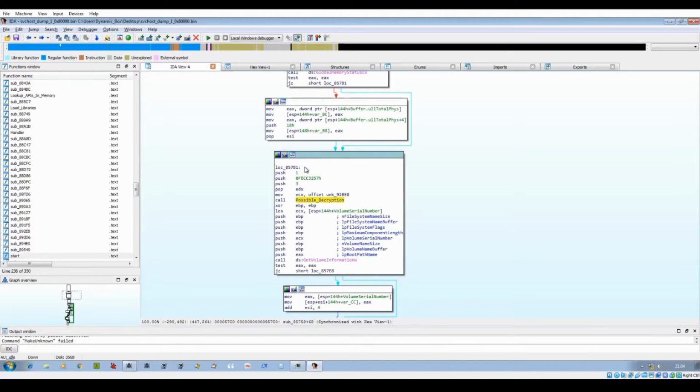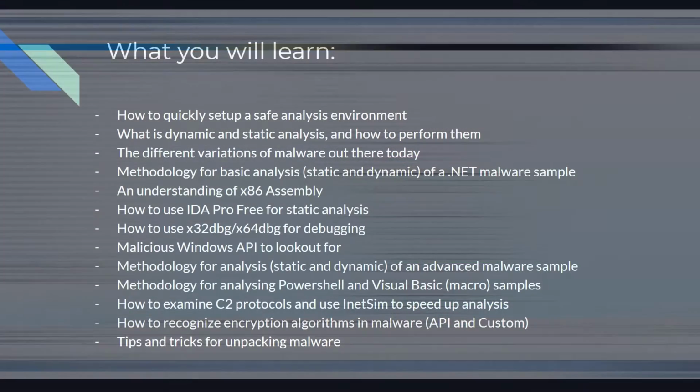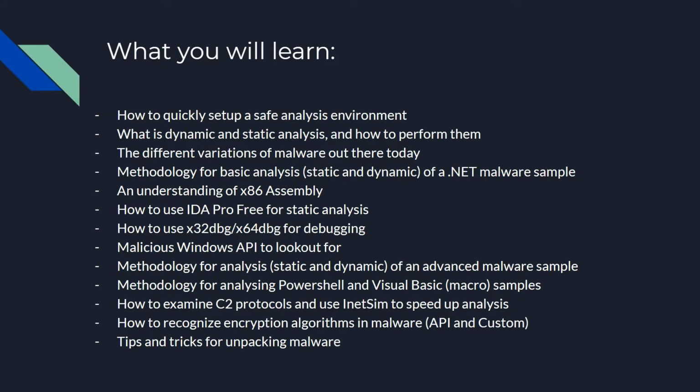Now this sample is a sample of Panda Banker, so we're actually going to be looking at a banking Trojan, and we'll actually be extracting the configuration from this sample and decrypting it. So not only will you get an idea of how I analyze these different samples, we'll also be looking at the encryption algorithms it uses, as well as using different tools to actually extract these.